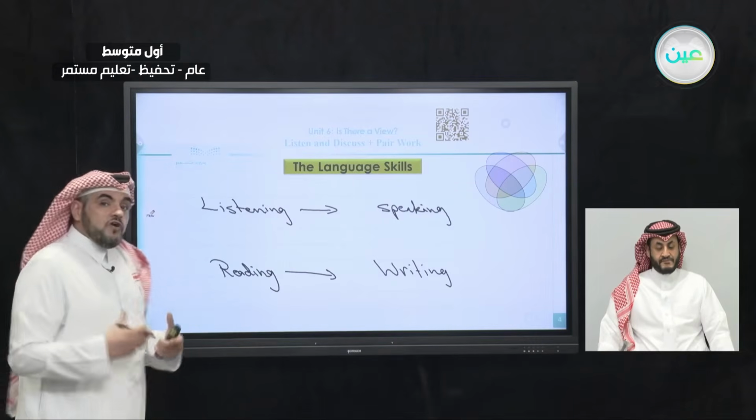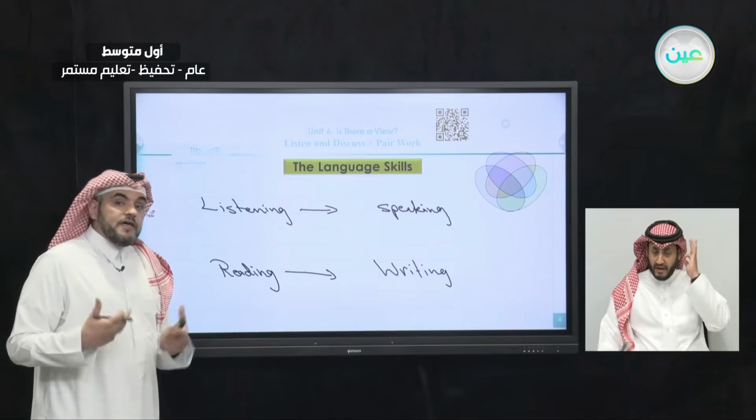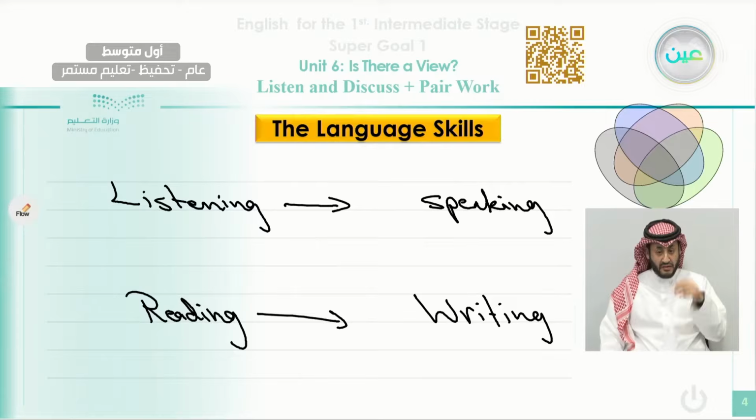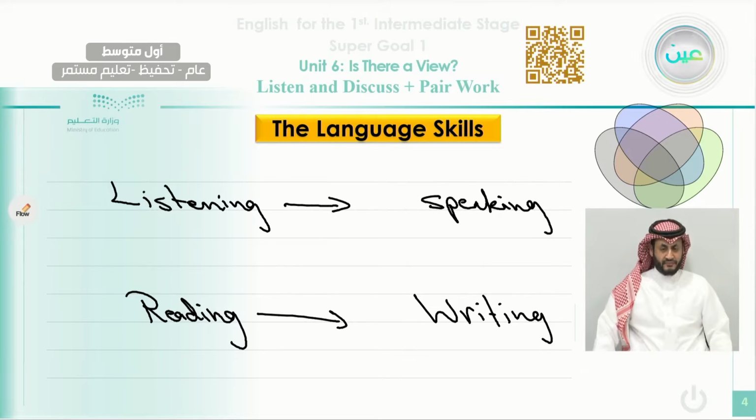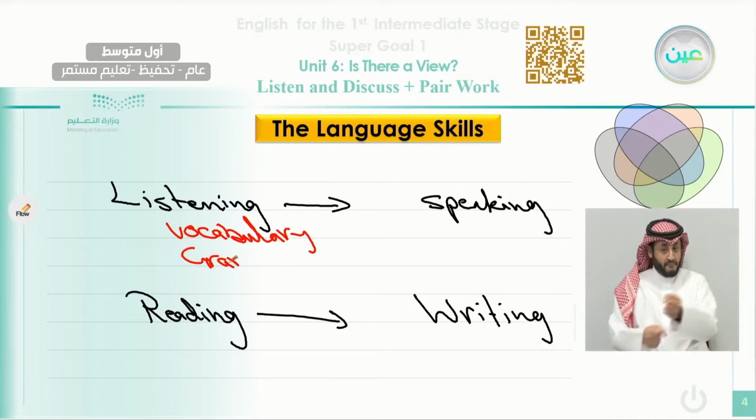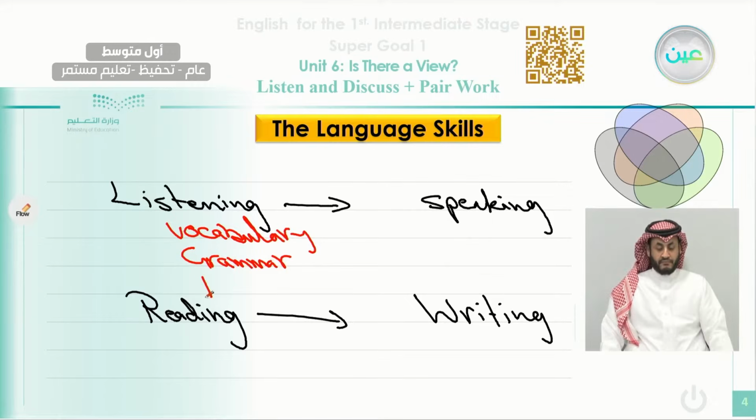If you listen, you have to be smart in listening. You have to take care of 3 things. What should you take care of? Let's take another color so that we write the sub-skills, the other minor skills we call them. When you listen, you have to take care of vocabulary. Okay, vocabulary is very important generally in the language. Also, you have to take care of grammar. So when you listen to good listening, that will be in good grammar. Also, you have to take care of pronunciation.